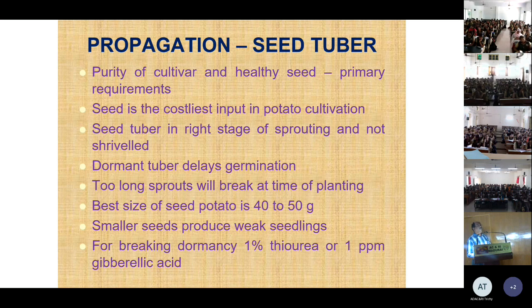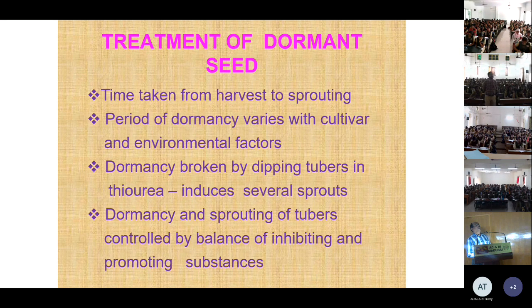Almost 40 to 50 gram tuber is ideal for planting. To break the dormancy, 1% thiourea or 1 ppm gibberellic acid solution is used. Then the time taken from harvest to sprouting: the dormancy broken by thiourea induces several sprouts. The dormancy and the sprouting of tubers are controlled by the balance of inhibiting as well as promoting substances.